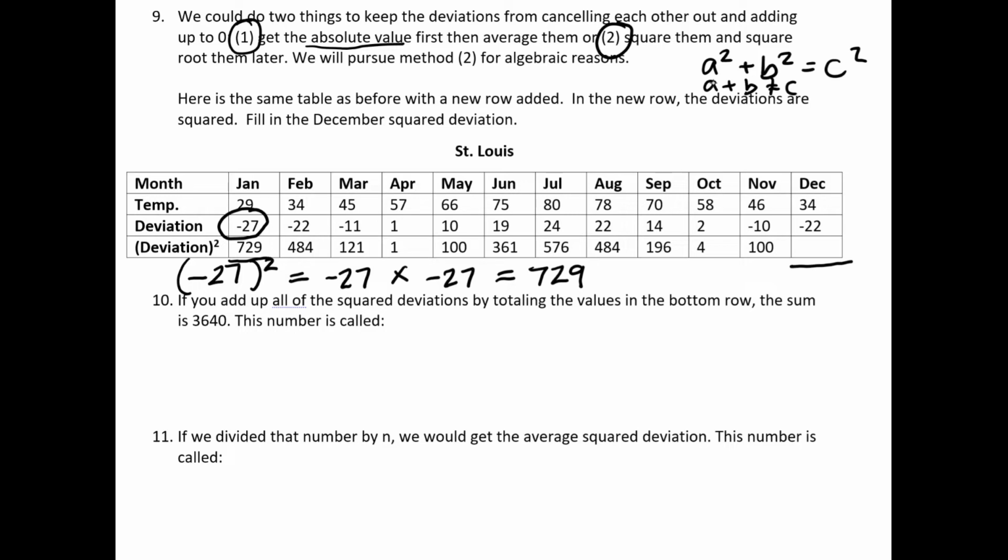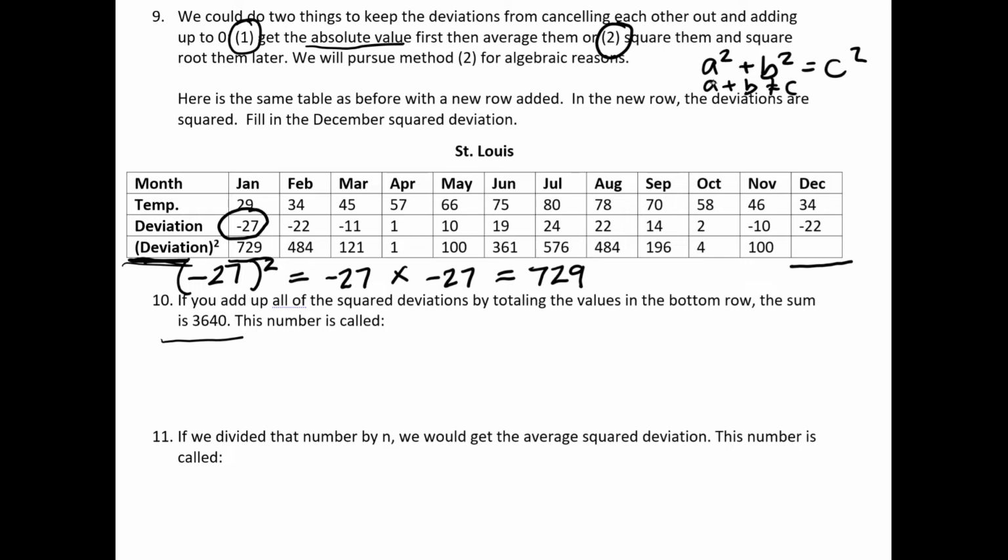So now if you add up all of our squared deviations, if we take this bottom row and total all those values, then the sum is 3640. And if you want, you can pull out your calculator and double check this by adding 729 plus 484 plus 121 plus 1 plus and so on. But I'm just going to let you know I've done this several times, and it adds up to 3640.